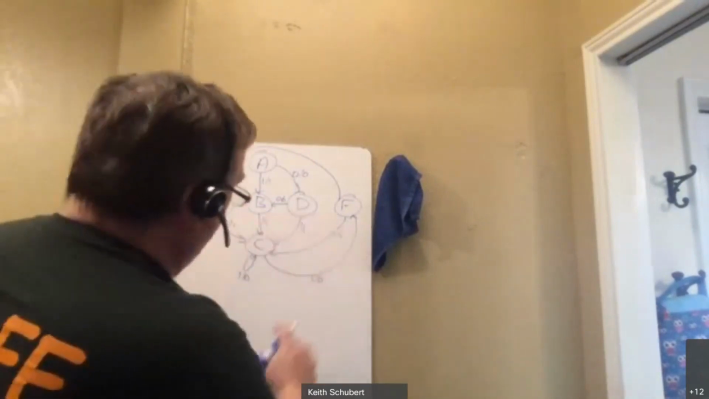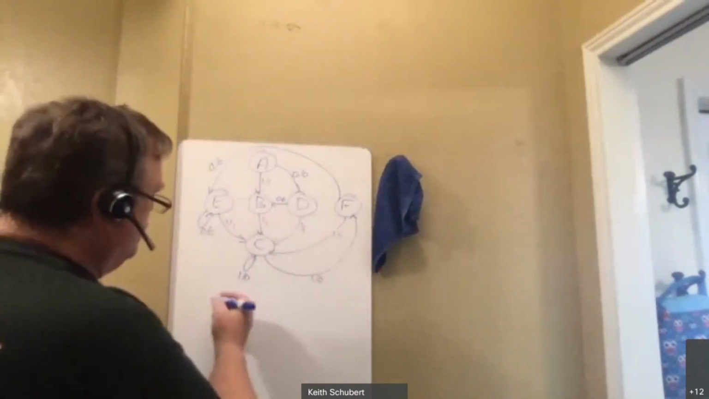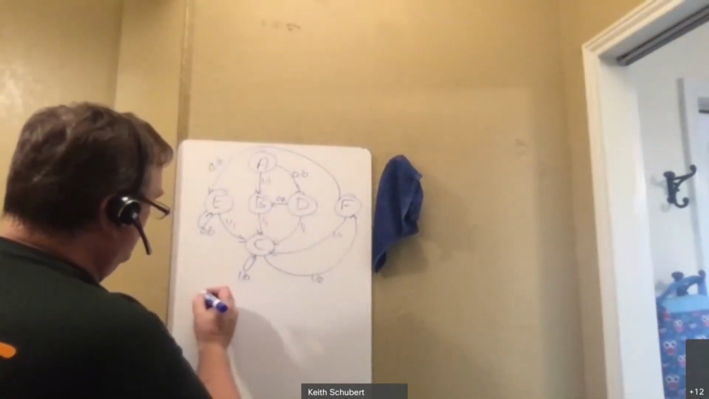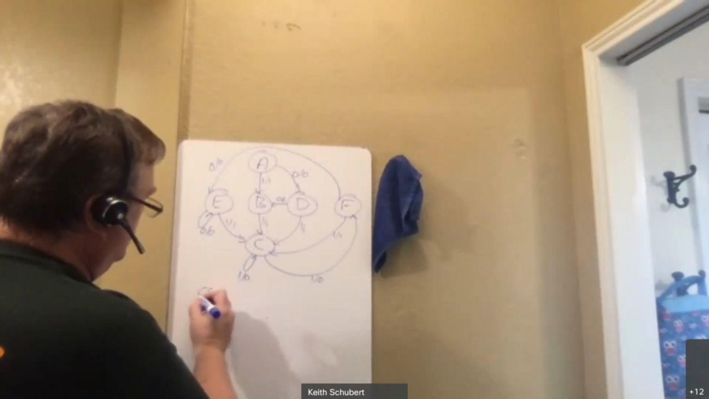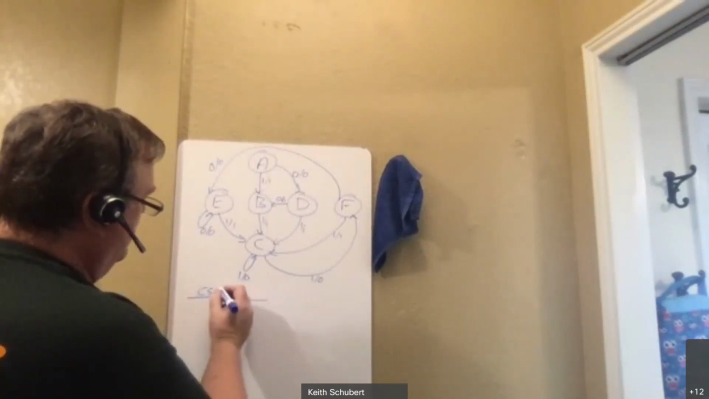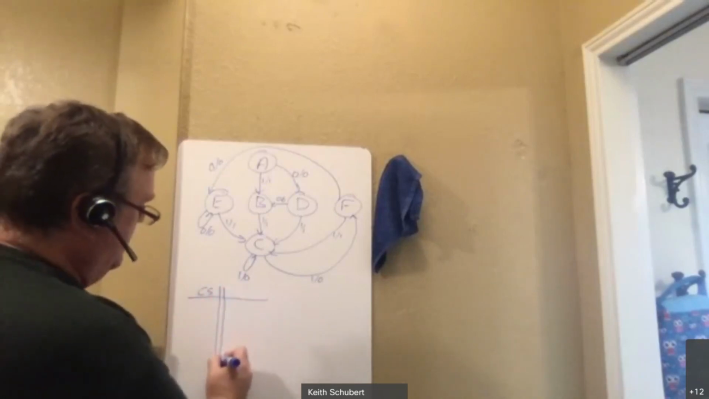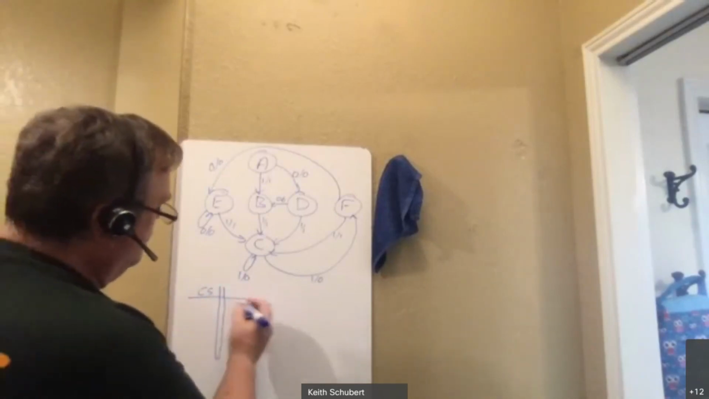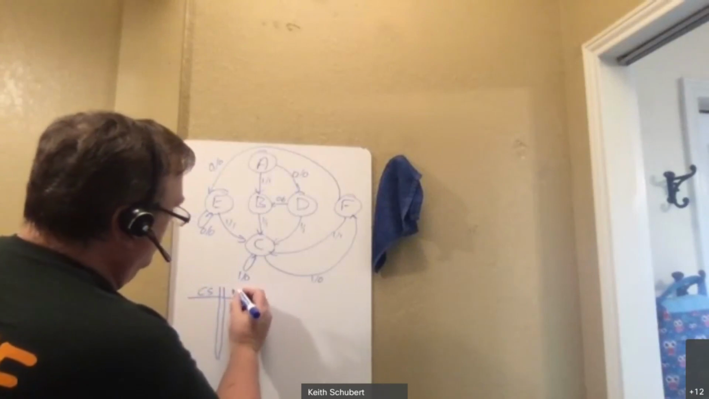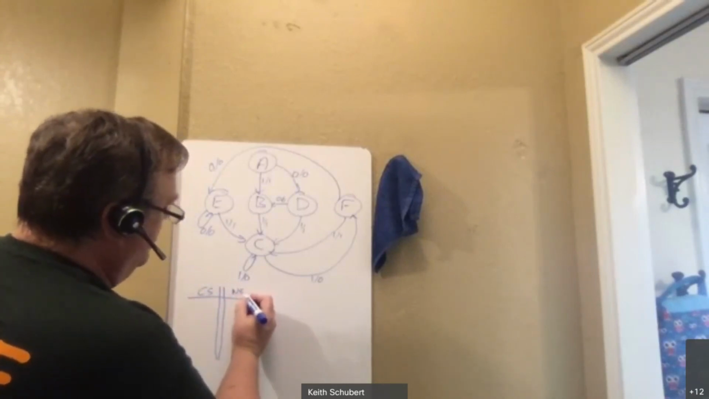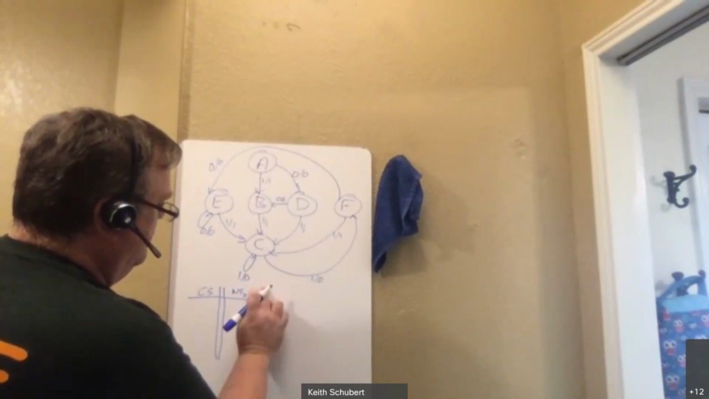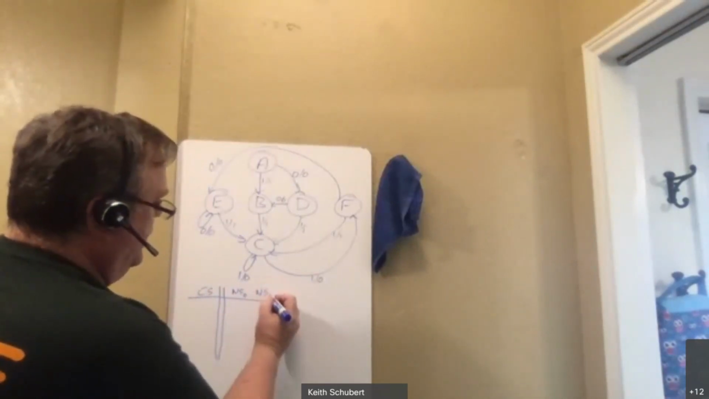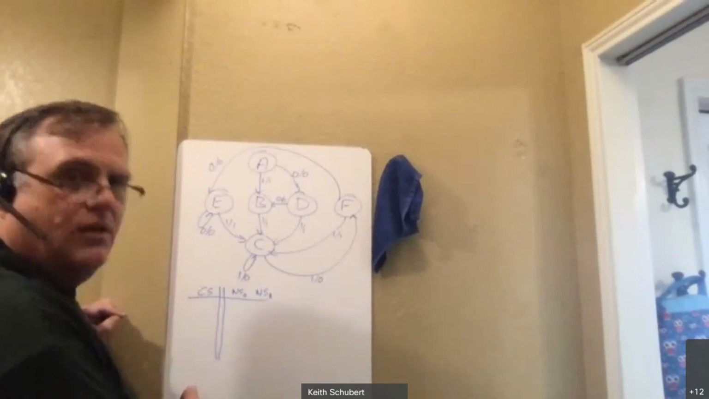Now, since this is bigger, we often want to streamline our tables a bit. So what we'll often do is we'll just list current state, and we drop the input. We drop the input because we do next state if the input is a zero, and next state if the input is a one. Is that good?